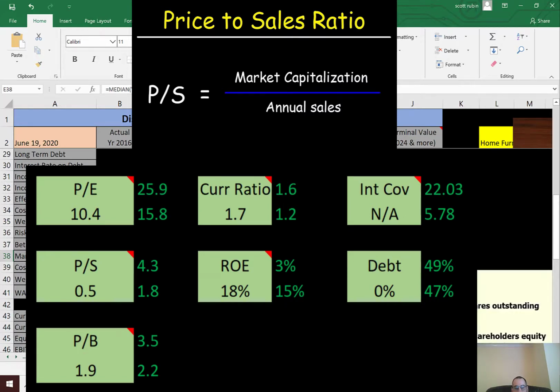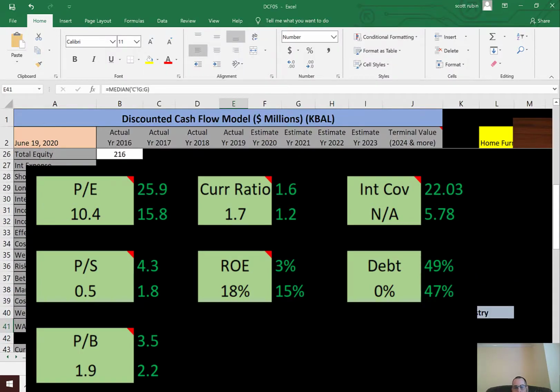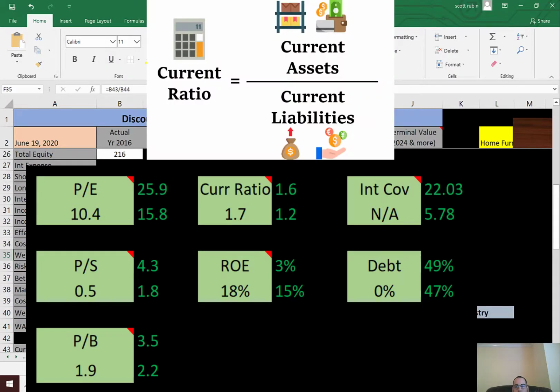Their price to book is also good. I like to see under 3 or so. They have 1.9. The average is 3.5 and the median is 2.2. Good current ratio between 1 and 2. That's what I like. They have 1.7. So their current assets can cover their current liabilities.